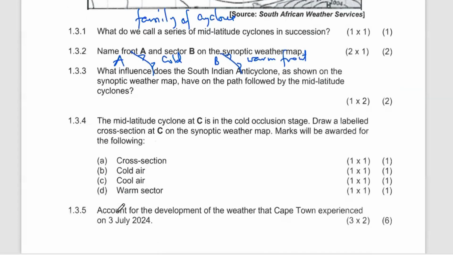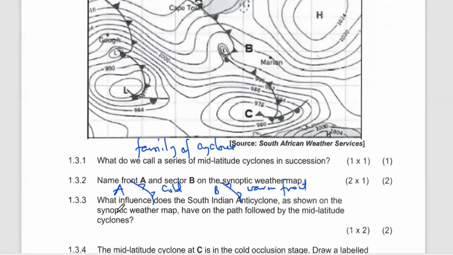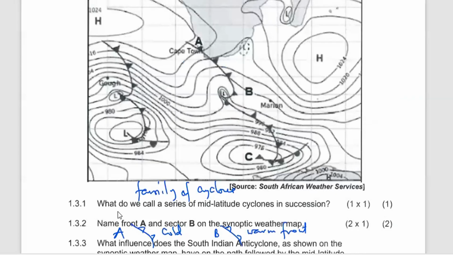What influence does the South Indian anticyclone, as shown on the synoptic map, have on the path followed by the mid-latitude cyclone? Right. If we have the South Indian here, this is a high pressure cell, an anticyclone, and we see our mid-latitude cyclones are moving in that direction from the west going to the east. Apparently they're going to be blocked. This is also what we call a blocking high, and they are going to be twisted in a given direction. They cannot pass through a high pressure cell here.